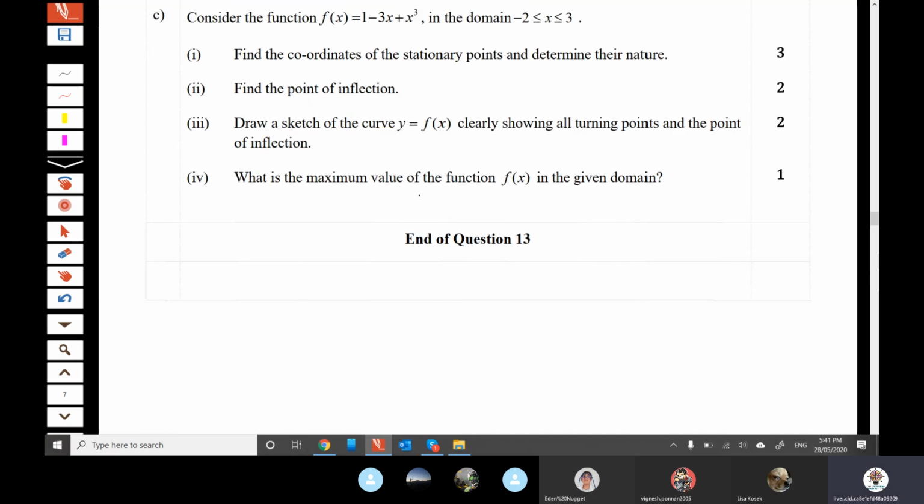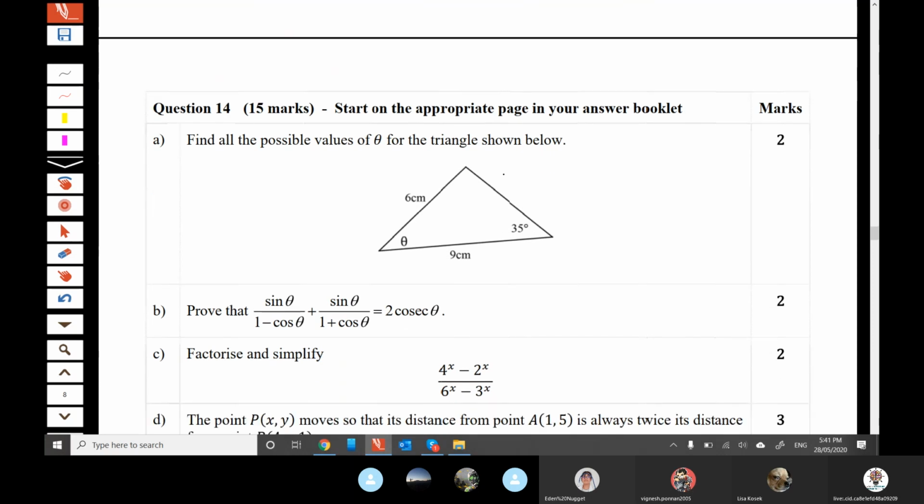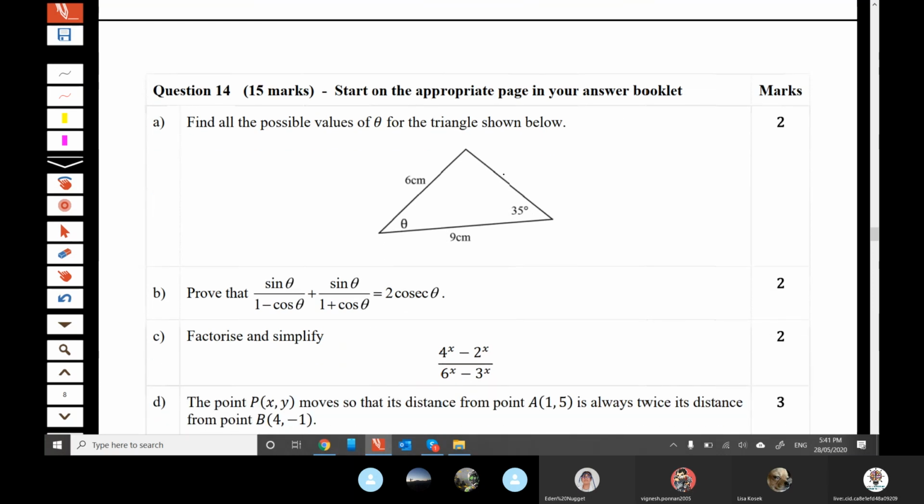Stationary points, no, that's year 12. Find all possible values for theta, for this triangle shown below. Okay. All right. It's either sine rule or cosine rule. So sine or cosine. Go.